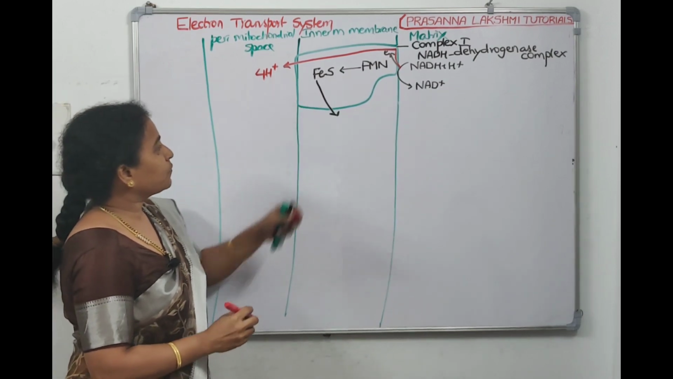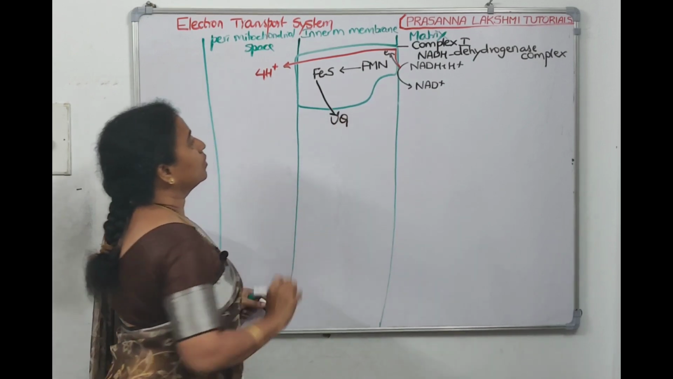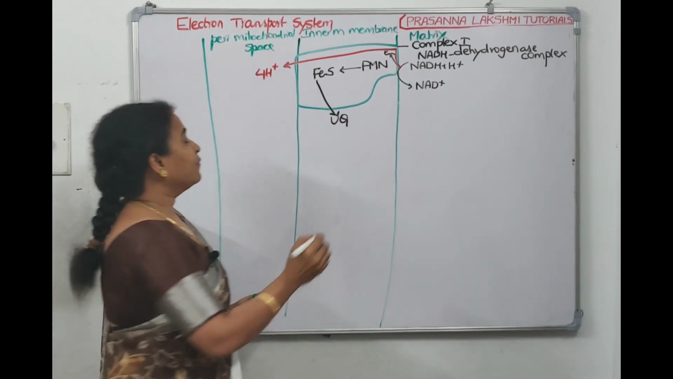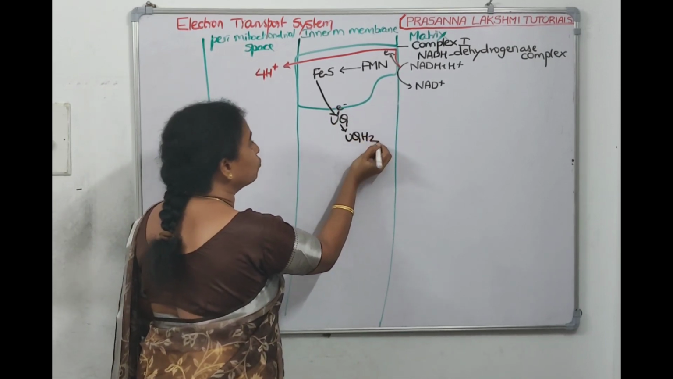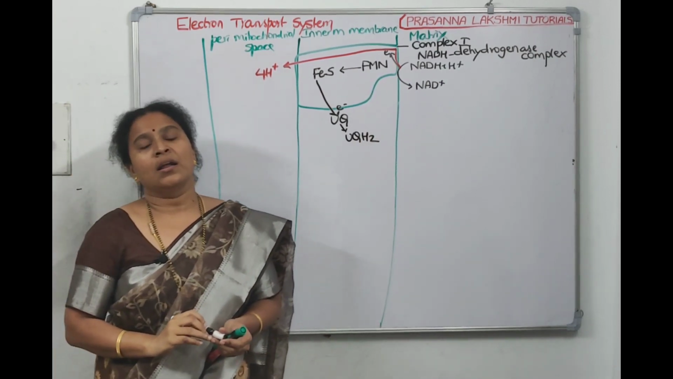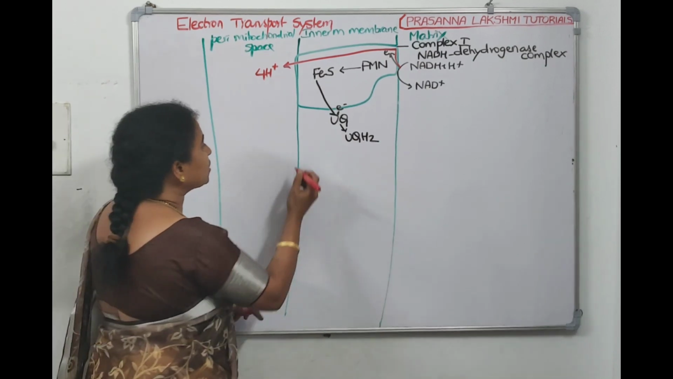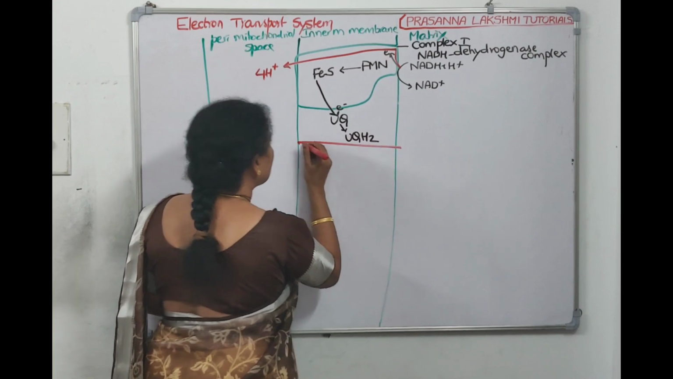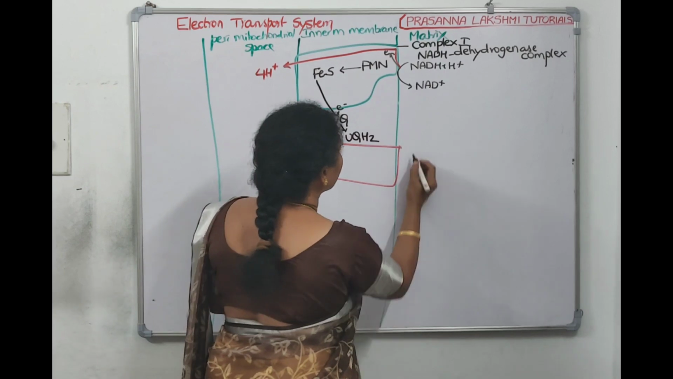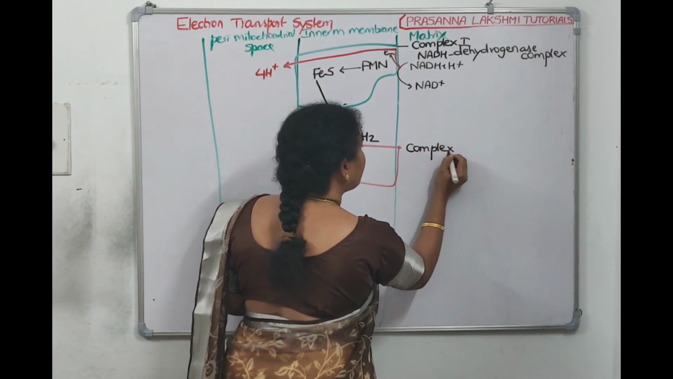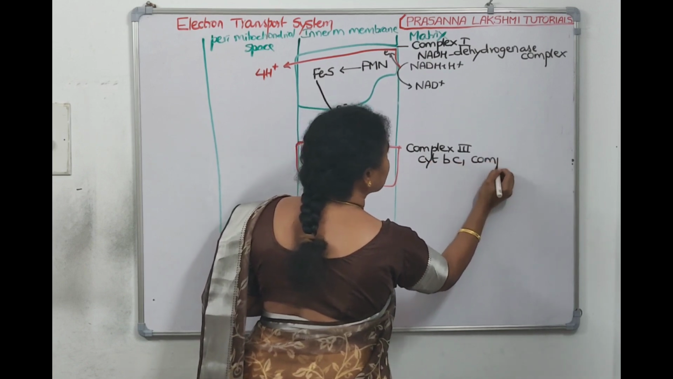Right? Now the electrons from here will come to ubiquinone. UQ is ubiquinone. After taking the electrons and protons, ubiquinone becomes UQH2, reduced ubiquinol. Now the electrons of ubiquinol will be given to complex 3. Complex 3 is called cytochrome B-C1 complex. This is complex 3.